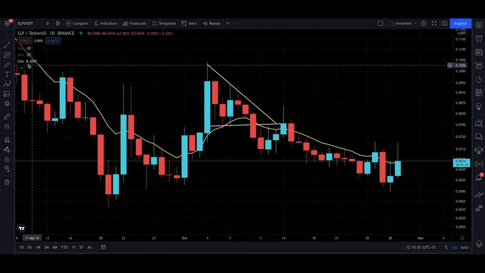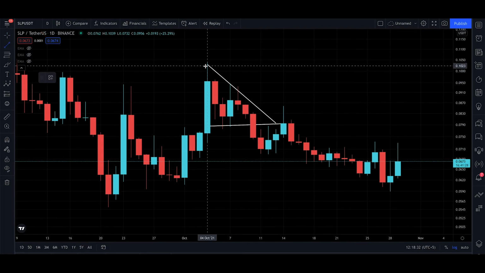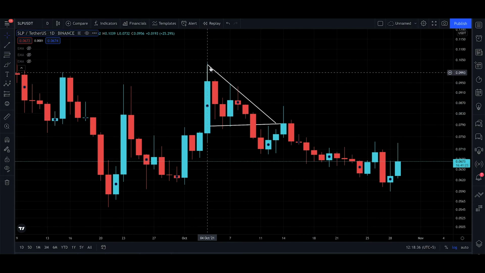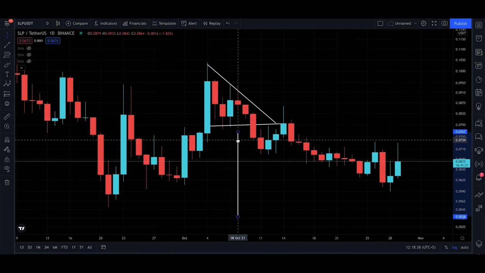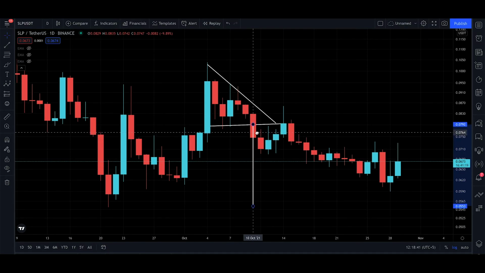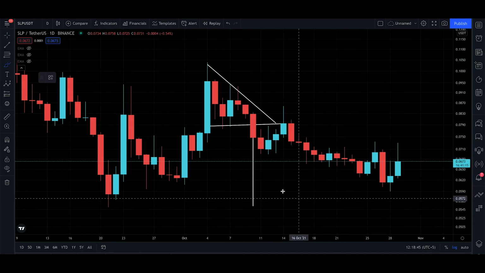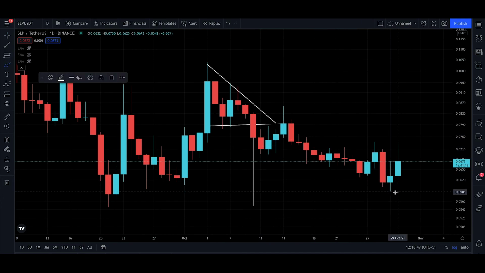I'm gonna hide the EMAs right now, and I'm gonna show you this from there to there, okay? And I took this height to the bottom. Wherever you break out, this is where you break out, okay? This was your next target. Now we came very near to the target right there.